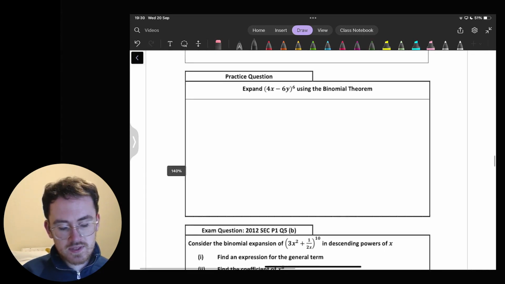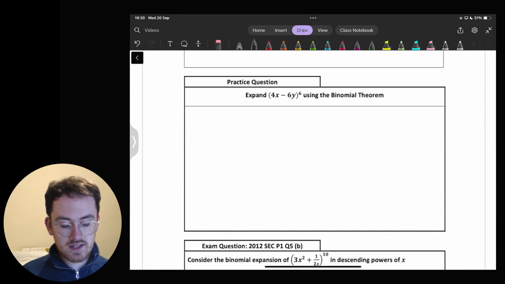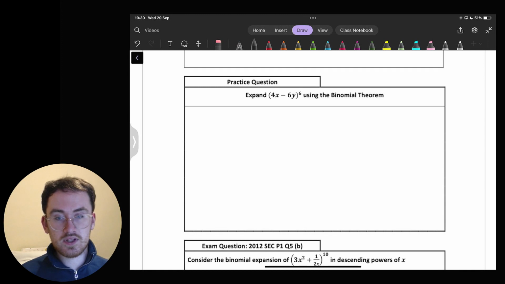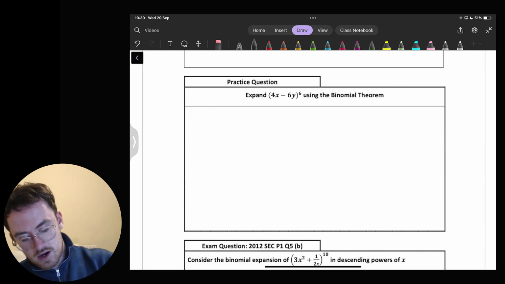So let's look at some of these practice questions then. We have a practice question that is just on expanding completely using the binomial theorem. Let's quickly run through this one. We'll maybe not spend too long on it. So again, it's to the power of 6. So I would start by doing 6 choose 0.